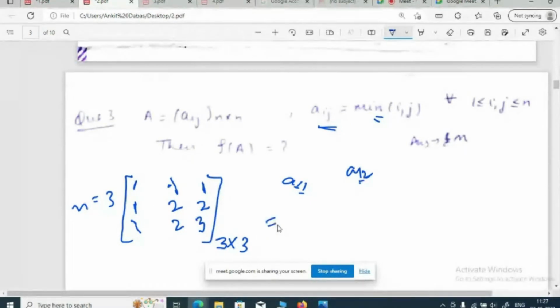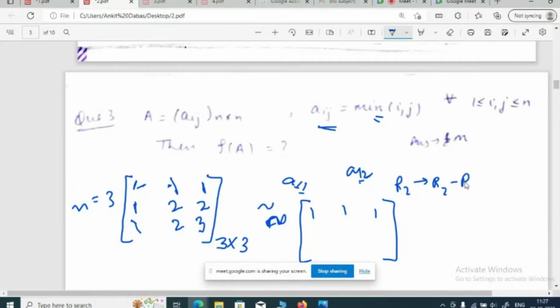We have to compute the rank of the matrix. Because this entry is non-zero, the first row remains the same. The second row changes: R2 changes to R2 minus R1. So this will be 0, 2 minus 1 is 1, and 2 minus 1 is again 1. And R3 is changed to R3 minus R1, so here we will get 0, 1, and 2.